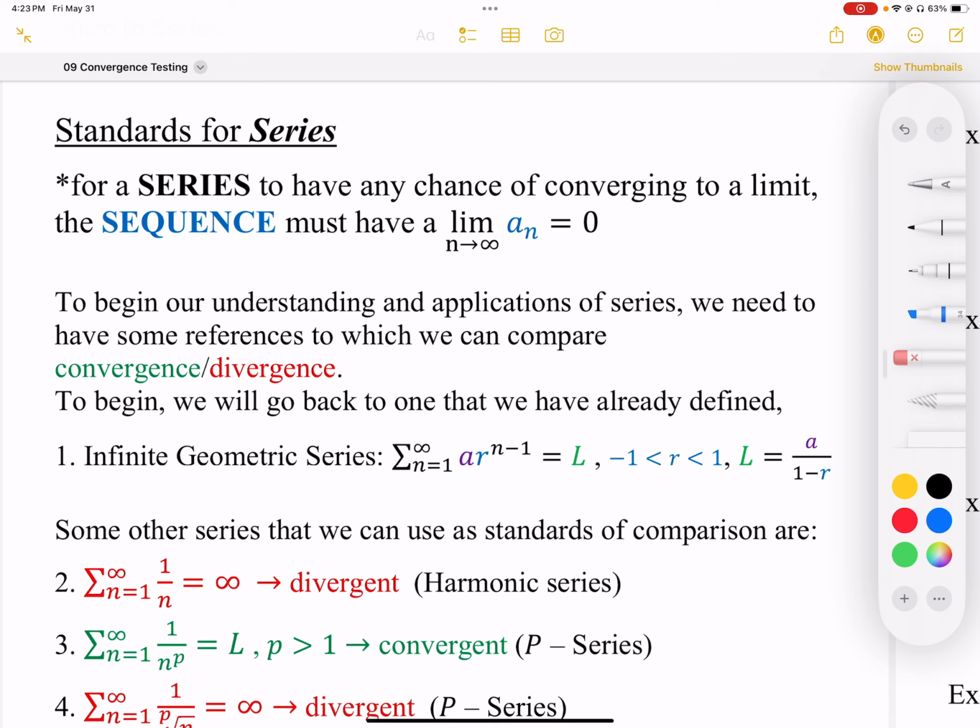So this is important to establish is that the limit of the sequence must always end up at zero. Okay, the last term of the sequence or the infinite term of the sequence must tend towards zero. Now that's our basics. That's once we pass that, then we can start looking at other things to determine convergence and divergence. So to apply convergence and divergence to series, we want to have some references that we can work with. So we're going to look at ones that we've already defined.